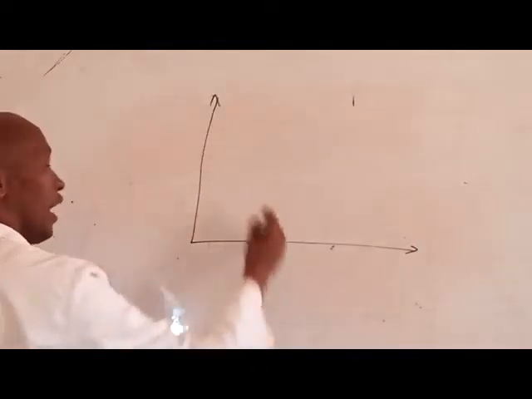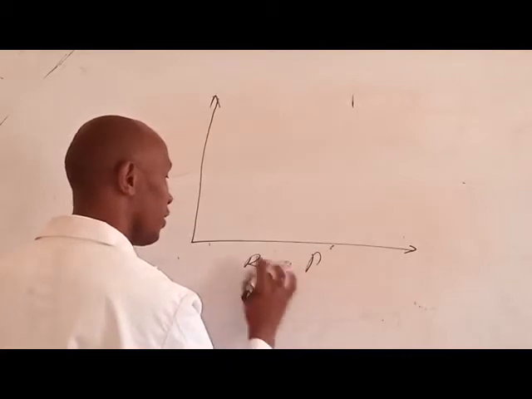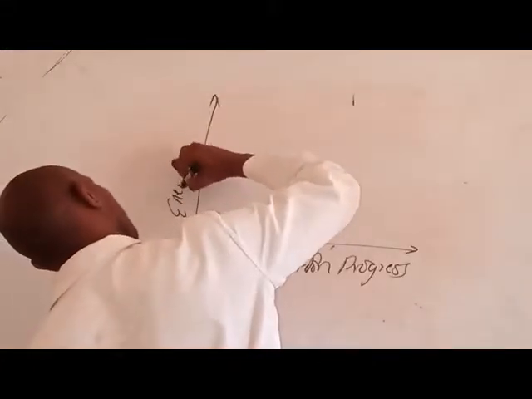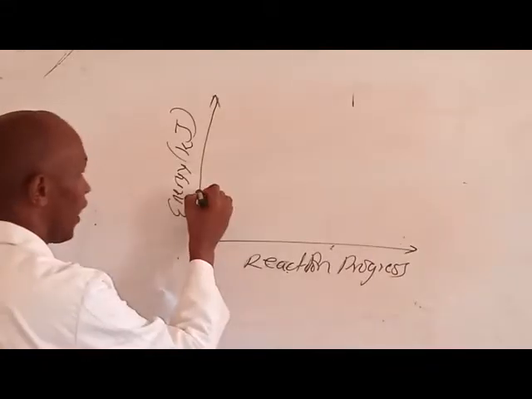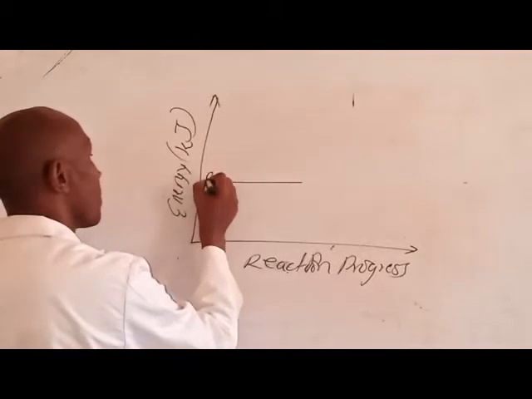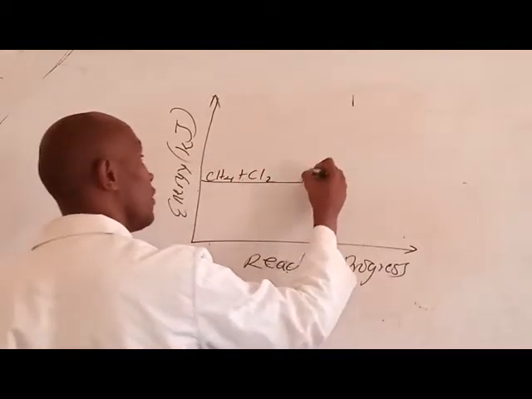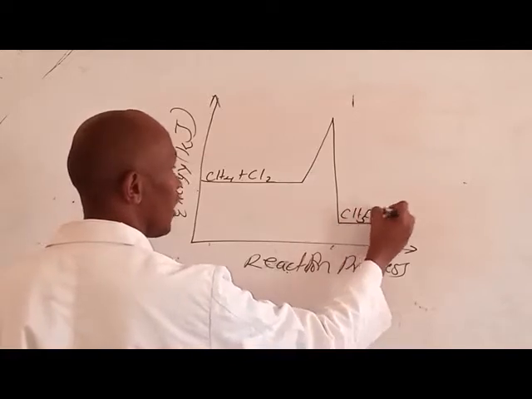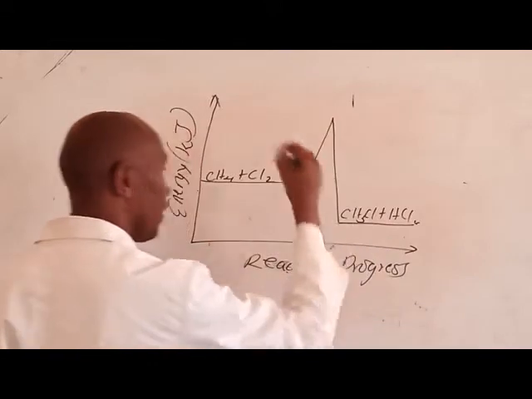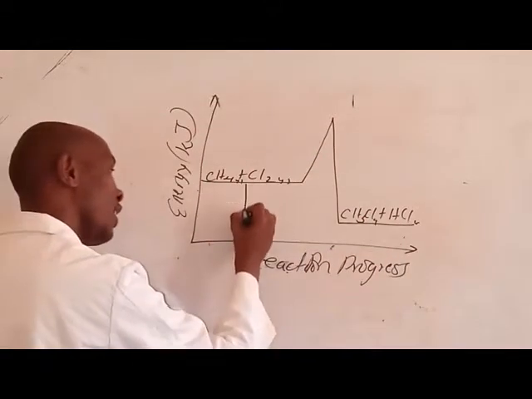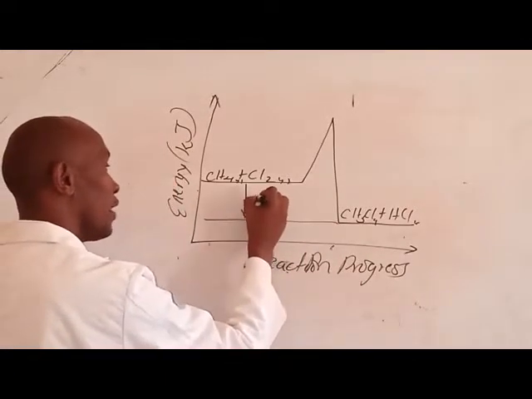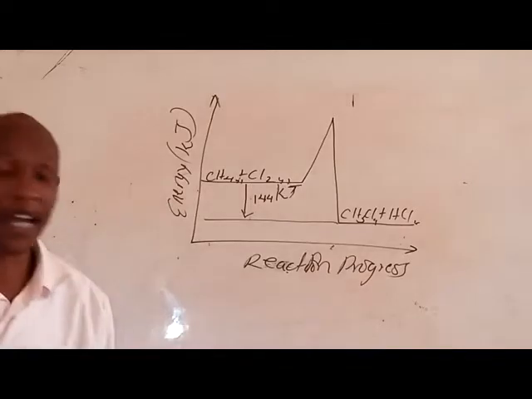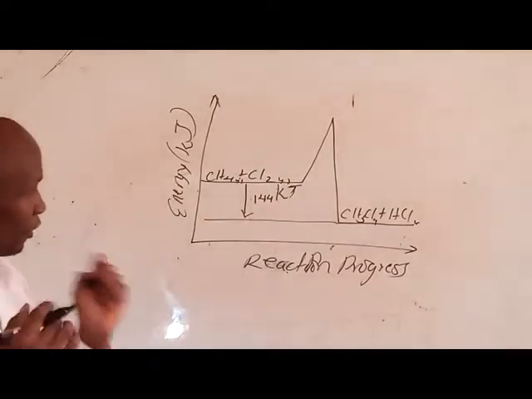Draw the axis, and draw both: reaction progress, and energy in kilojoules. Now, where am I starting from? I'm starting with methane plus chlorine. Supply some energy, get some energy. So what am I getting? CH3Cl plus hydrogen chloride in gaseous state. Then I draw an arrow in that direction, 144 kilojoules. I don't have to write a negative. It is obviously negative because of the direction of that arrow. That is it, the energy level diagram for that particular process.